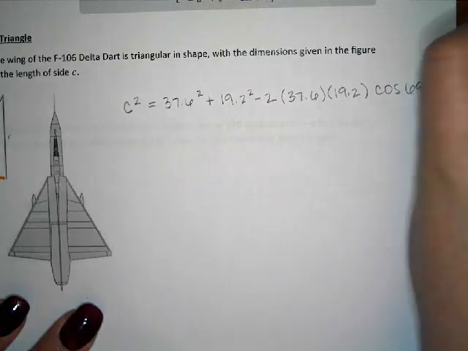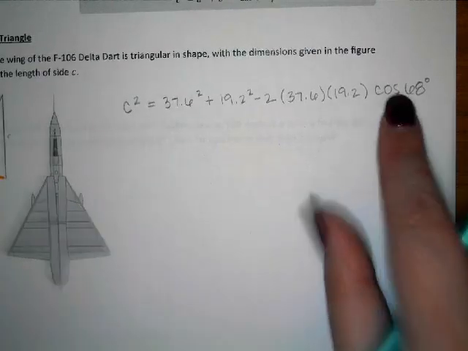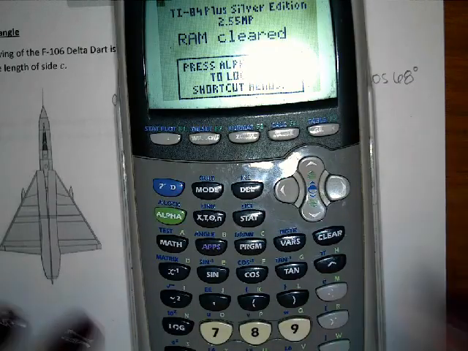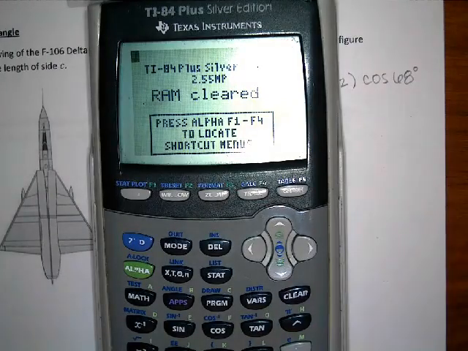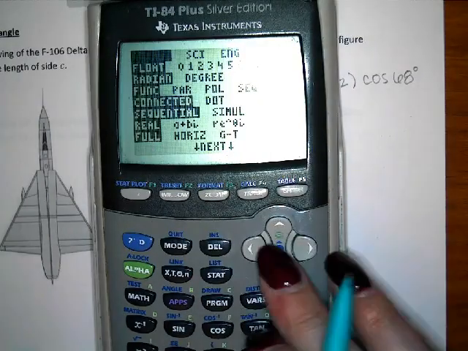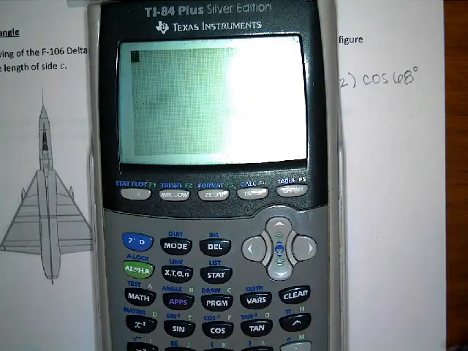Cos of 68. So just like with the law of sines, we're dealing with triangles, and so anytime we hit the cos button or the sine button or any of these trig buttons, we're always checking the mode of our calculator. And in this case, with triangles, we're going to make sure that the mode of our calculator is in degrees. You could see I had just cleared my calculator before I made this video. And when you clear your calculator, the default is radians. So if you clear your calculator often, you're going to need to go back and put it in degrees.